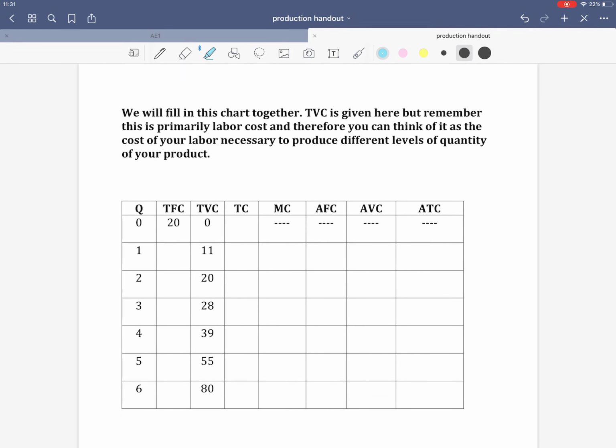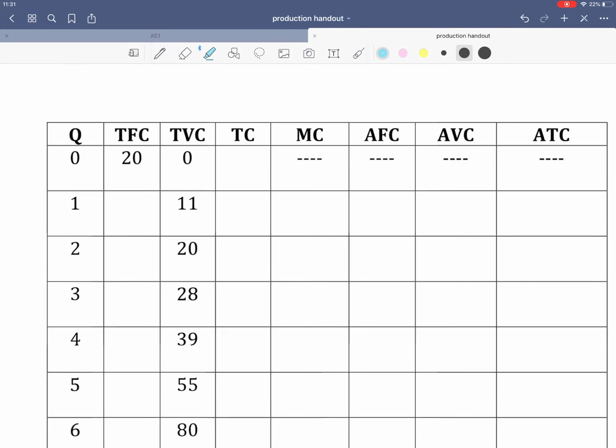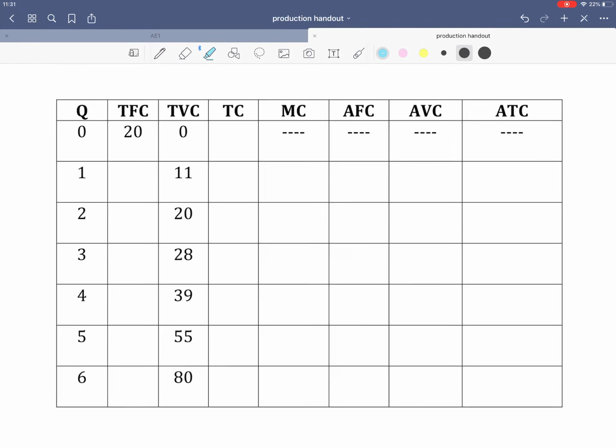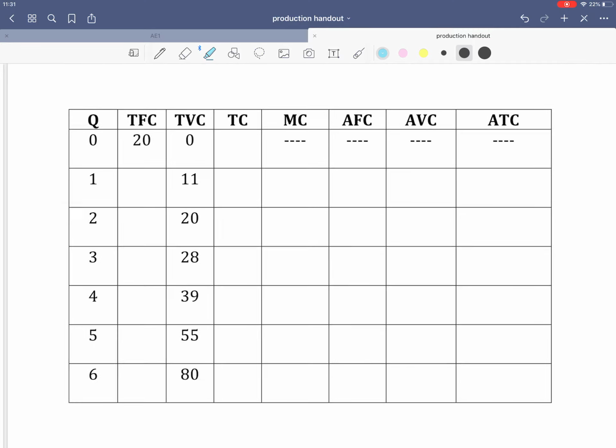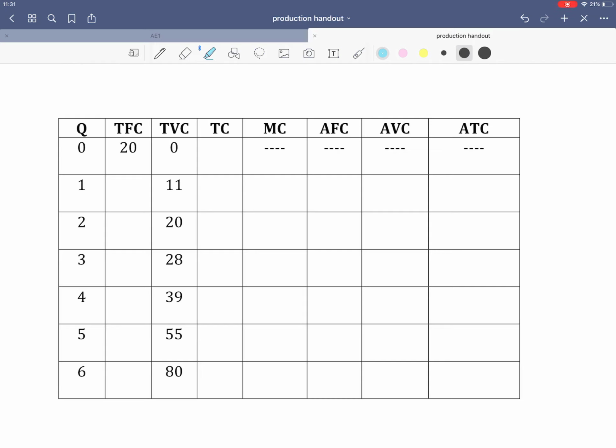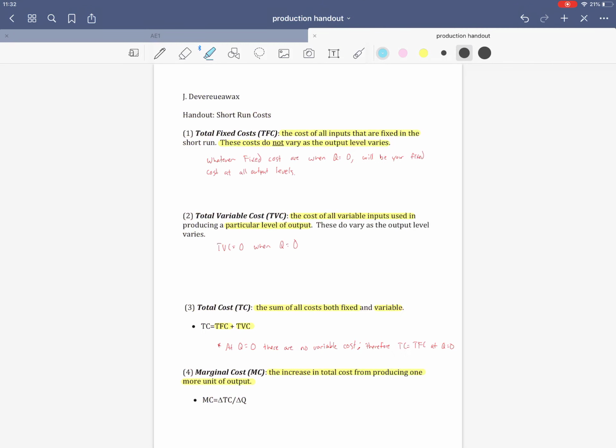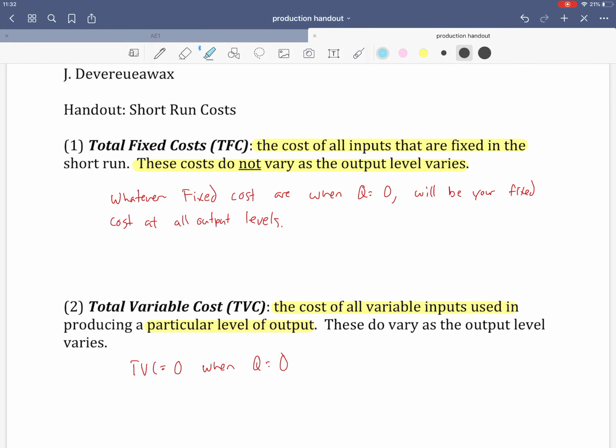So let's look at an example of all the different costs, combining all the different costs and seeing how we can calculate everything. The best way to fill these out is to go left to right instead of trying to skip around. Now, first off, we know that our fixed costs are $20 when our quantity is equal to 0, as we talked about with our fixed costs.